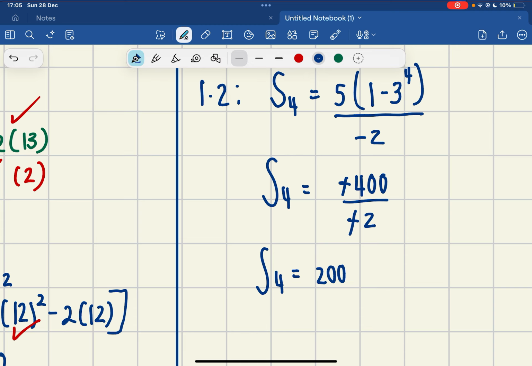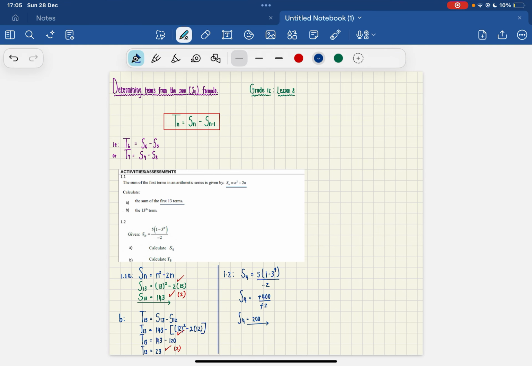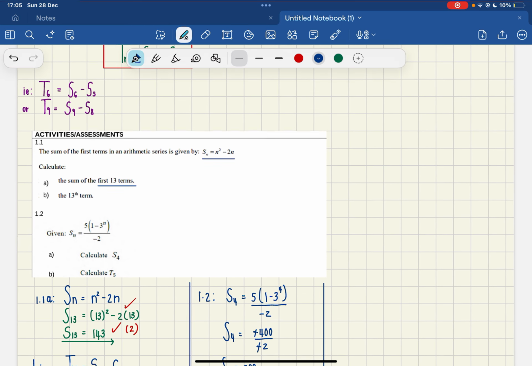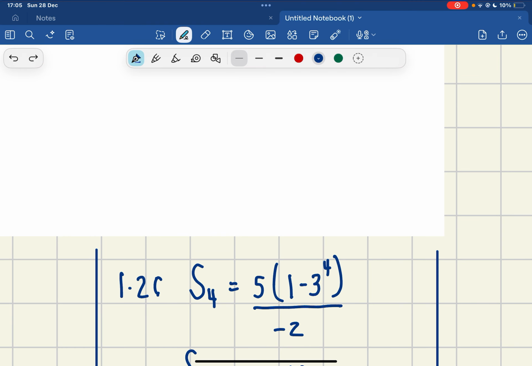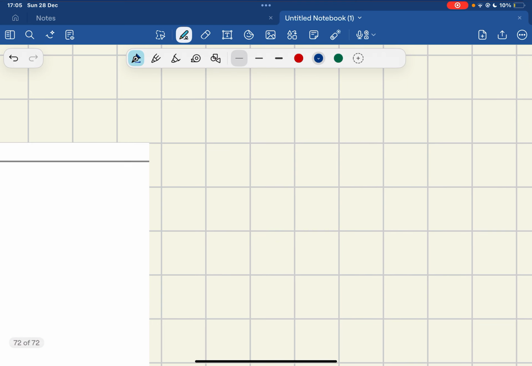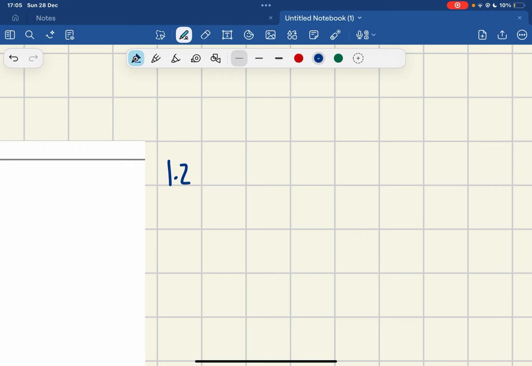Okay. So we then move on, boys and girls, to the next question. And then the next question essentially asks us again to calculate a term. And how do we calculate a term, boys and girls? We calculate a term using our formula. This is 1.2a, and this will be 1.2b.